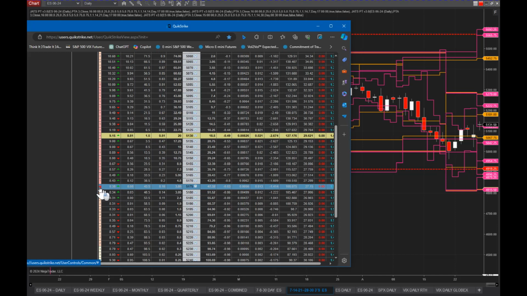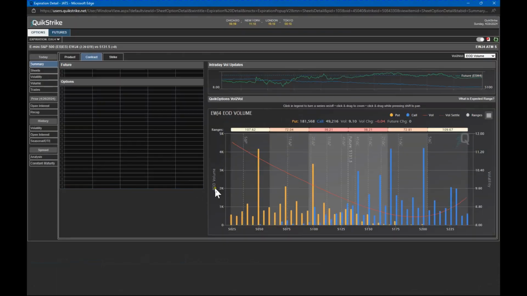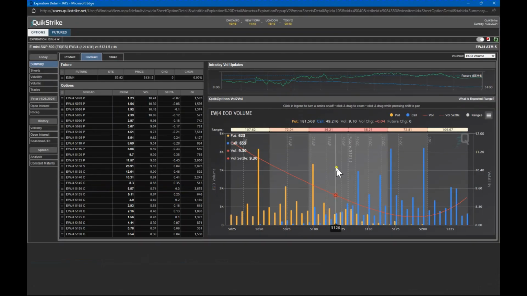First, I can look at the current volatility for that contract. You can see 5131 is right in the middle, and 5175, 80, 85 is that low strike. So that is very good resistance, very strong resistance for the market makers. And I'd expect to see gamma lines around that.